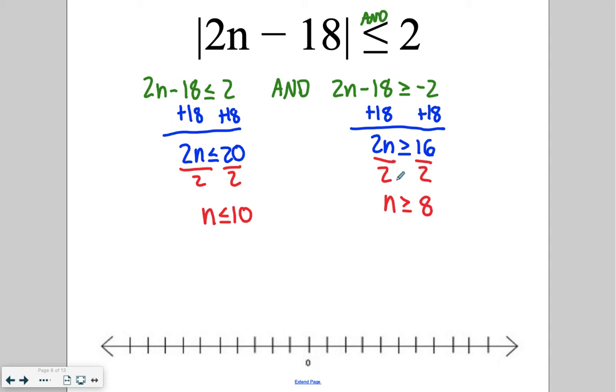So, writing this as our final answer, if I wanted to put this in interval notation, it's an AND statement, and we have an equal to, so it's going to be between 8 and 10. So our answers are going to be between 8 and 10, which means if I come over to the graph, I'm going to have my brackets at 8 and 10 and mark off the space in between.